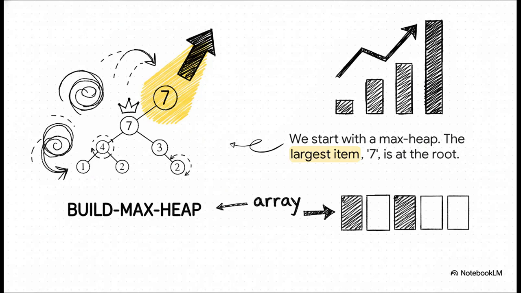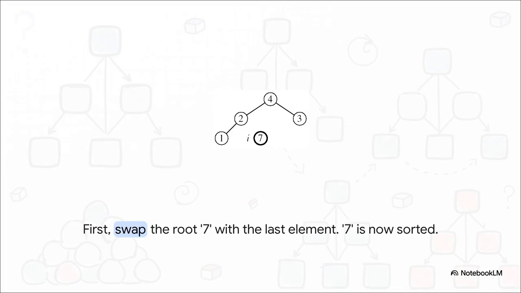So here's our starting point. We've taken an array of numbers and we've organized it into a perfect max heap. And just like we'd expect, the largest element, 7, is sitting right there at the top, ready for us. Okay, step 1, we swap the root, 7, with the very last element in our heap. And just like that, the 7 is now sitting at the end of the array, which is exactly where the largest number belongs in a sorted list. That one element is now in its final sorted position. We're not going to touch it again.